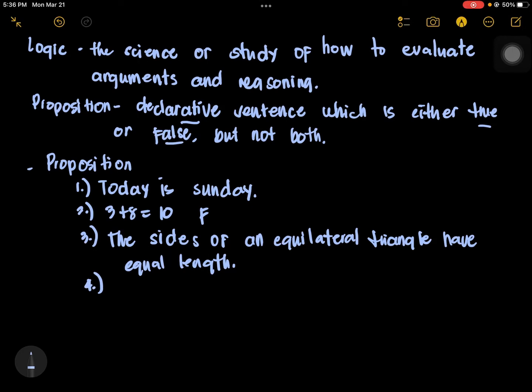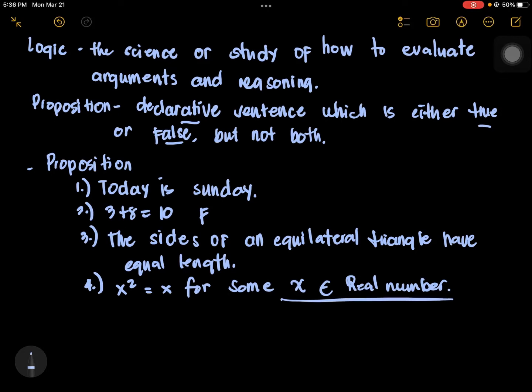Let's have another example. This one: x squared equals x for some x that is an element of the real numbers. Okay, this is also proposition since it declares and x is defined. So you have x is a real number, so we can state, and for some, there is a real number that can satisfy this, so it's true. Example is we have 1 squared, that is equal to 1. Same with 0 squared equal to 0. So this is an example of declarative and the truth value is true.